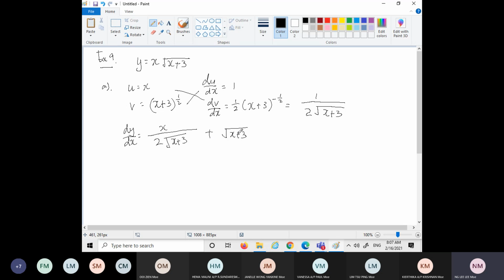If you want to combine these two, it's like what we did yesterday. This one is over 1, so multiply by square root x plus 3 over square root x plus 3, maybe with the 2 also, because here there is 2. So 2 and 2. Now these two terms have the same denominator already, so I can combine it.